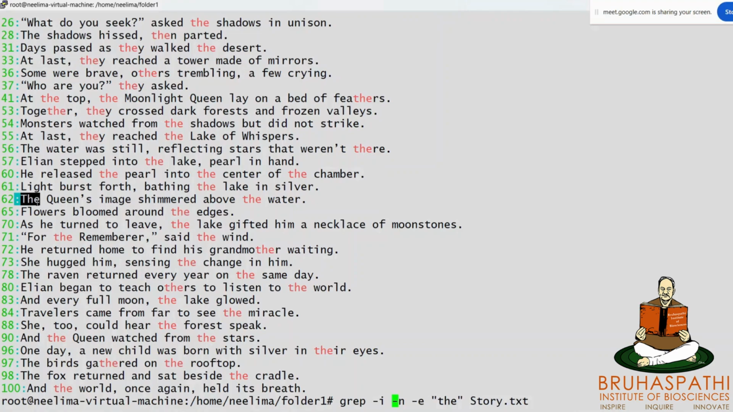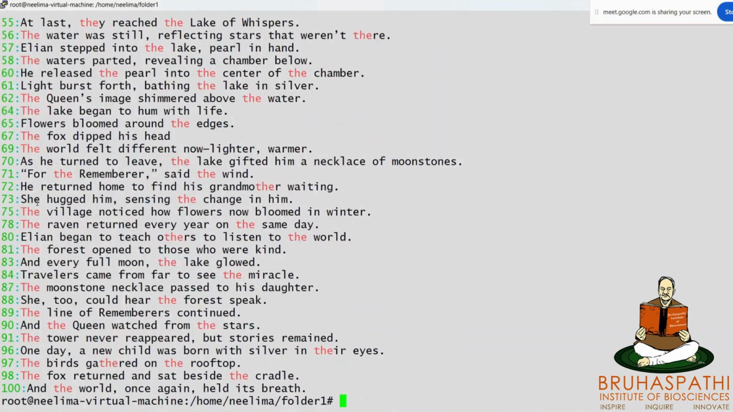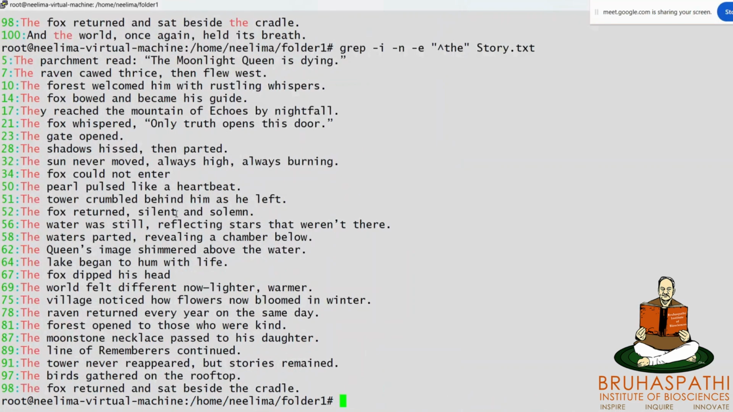If you put -i, it prints capital the, small the, any letter in any case, uppercase or lowercase, anything would be extracted. Right? Now all those are highlighted. Now to this command, I can improvise it by saying get me the lines wherever the sentence is beginning with the. So it has a caret symbol. That's called a caret symbol, which I have just typed now. Now you see the lines wherever the is present. Okay?